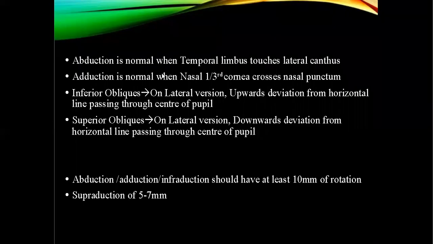Abduction is normal when the temporal limbus touches the outer lateral canthus, while adduction is normal when the nasal one third of the cornea crosses the nasal punctum. So this is how you see whether adduction and abduction are normal.